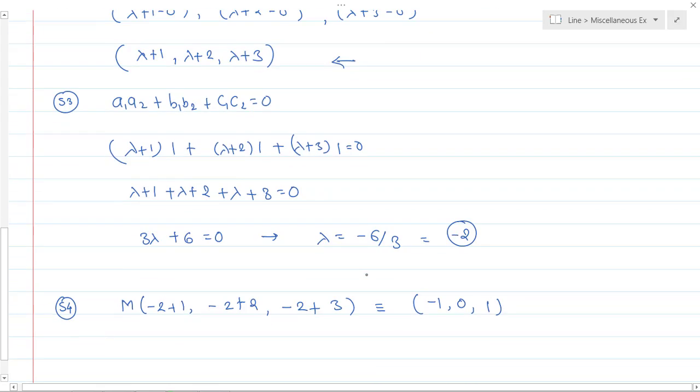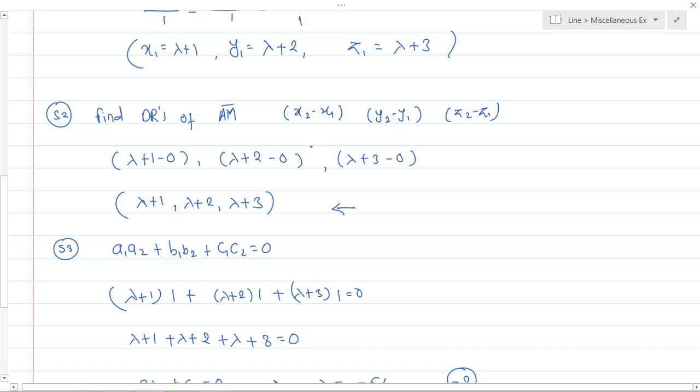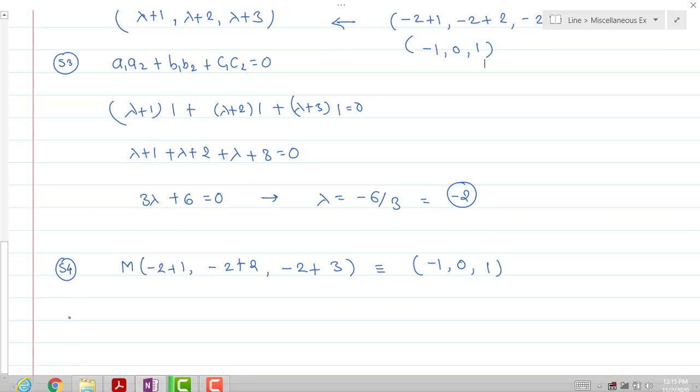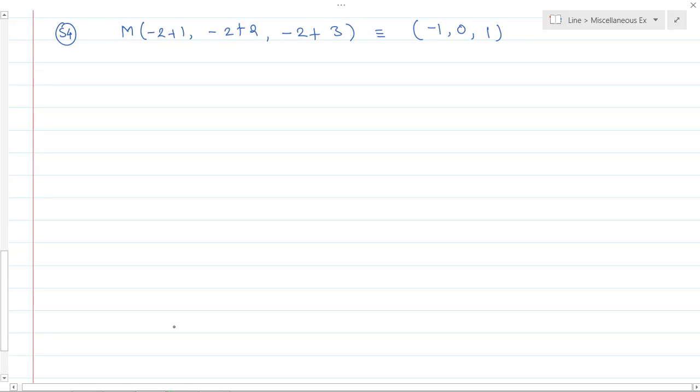You know that the direction ratios, what are the direction ratios of AM? So let's find the direction ratio of L. Minus 2 plus 1, minus 2 plus 2 and minus 2 plus 3. So the direction ratio becomes minus 1, 0, 1. Okay, so it is passing through the origin. So step number 4 is: equation of the line passing through the origin O (0, 0, 0), having the direction ratio minus 1, 0, 1.